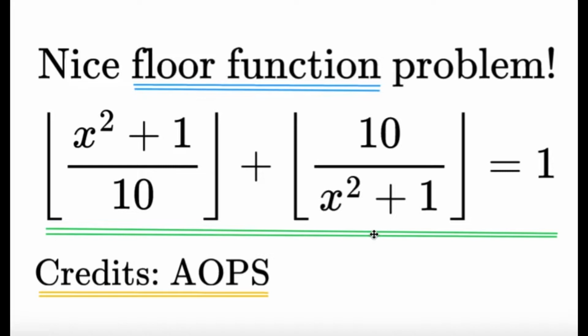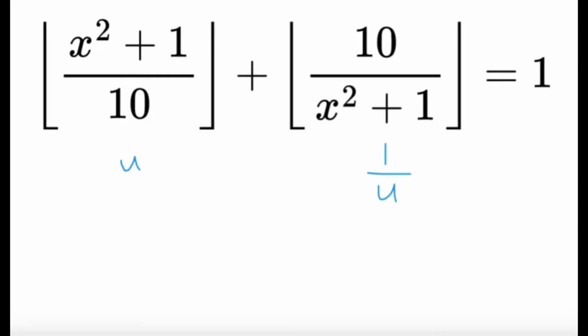As with a lot of the questions on the channel, we start with some small observations. The first thing that I think many of you would immediately realize is that the two numbers inside the two floor functions are reciprocals. So let's just say one of them was u, then the other is going to be 1 over u.